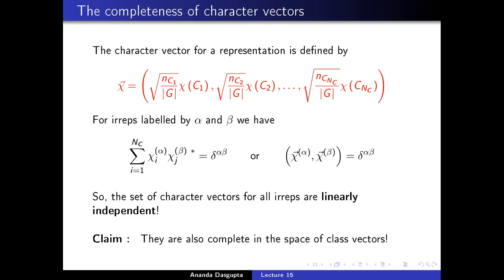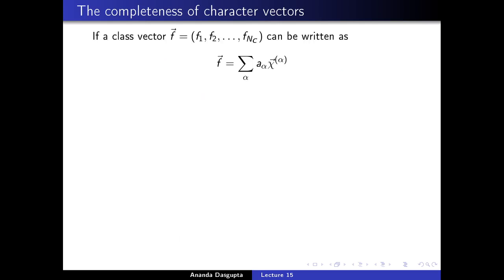But before we do that, let us ask ourselves, what will the condition be that will tell us that this is true or not? So if a class vector, a vector which has nc elements, f1, f2, ..., fnc, we are calling it a class vector simply because we are assuming that each one of these values f1, f2, etc., is obtained when you take elements from a given class in a group. So all group elements belonging to the same class contribute the same amount. For any such function, you are going to get a class vector.